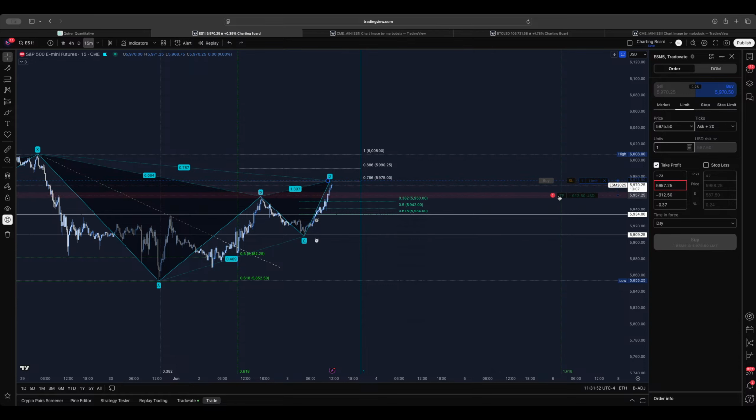My TP will be in a short execution in this case at the 0.382. That will be my first TP with a projection of $1,000, and depending on the rejection also, we can go lower and aim for the 50%, $1,500, the 0.618 for $1,700 or nearly $1,800.